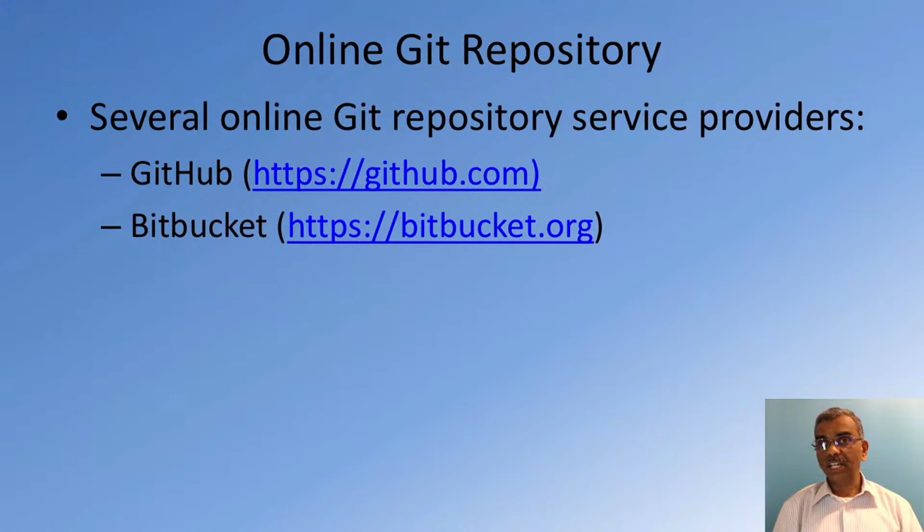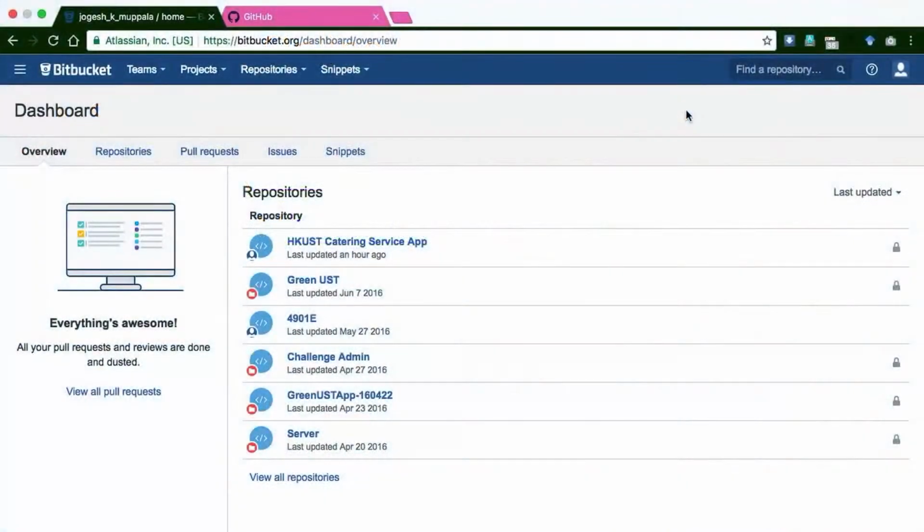I will go through in more detail how you can set up your Git repository that you prepared in the previous exercise to be mirrored on an online Git repository on Bitbucket. To set up an online Git repository, go to one of these online service providers and sign up for an account. So here I have signed into my Bitbucket account and I have my homepage open here.